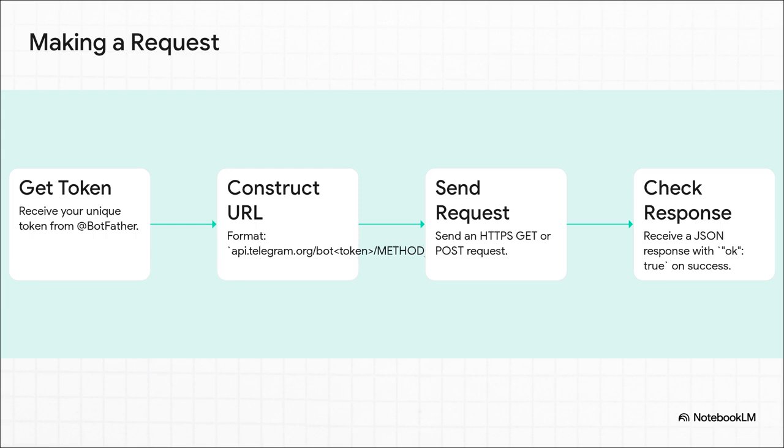And here's the really beautiful part. Making an API call is ridiculously simple. You just get your token, you build a URL with the specific method you want to use, and you send off the request. Telegram then sends back a simple, structured response. It's called a JSON object, and if you see that OK true field, you're golden. That's it. Every single thing your bot will ever do follows this exact pattern.